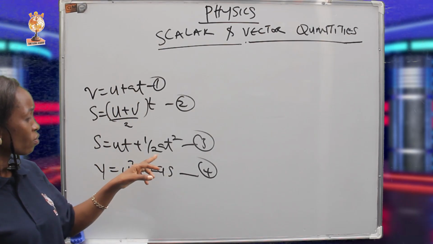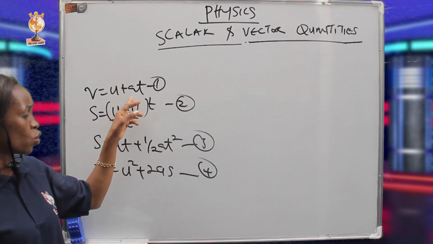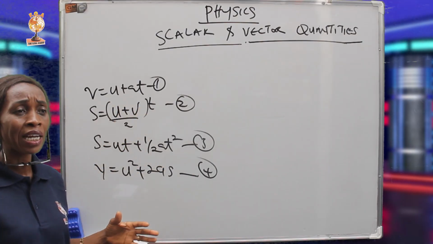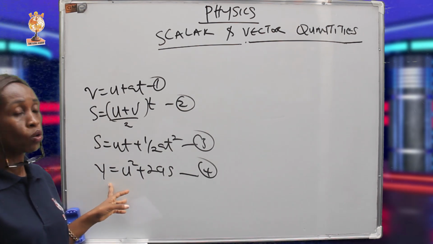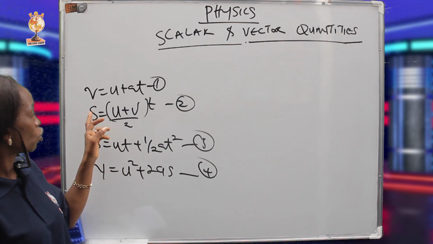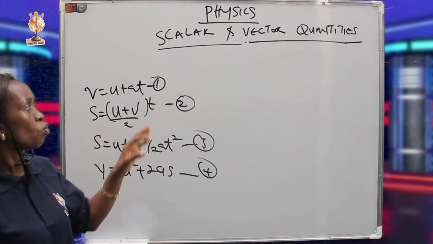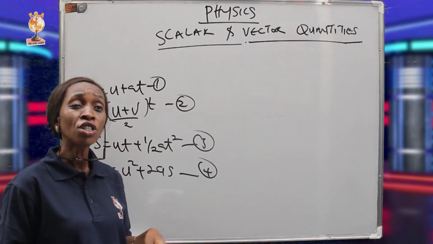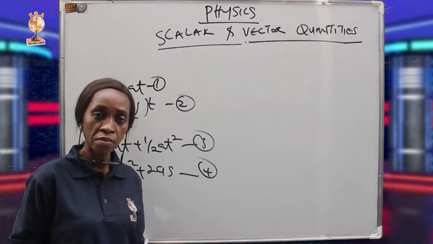We have S here and we have T here. So when I'm asked to calculate velocity and I'm given distance, I should use equation 4. The same thing happens to equation 2 and equation 3. So we talked about all this in our last class and using these equations to solve problems.